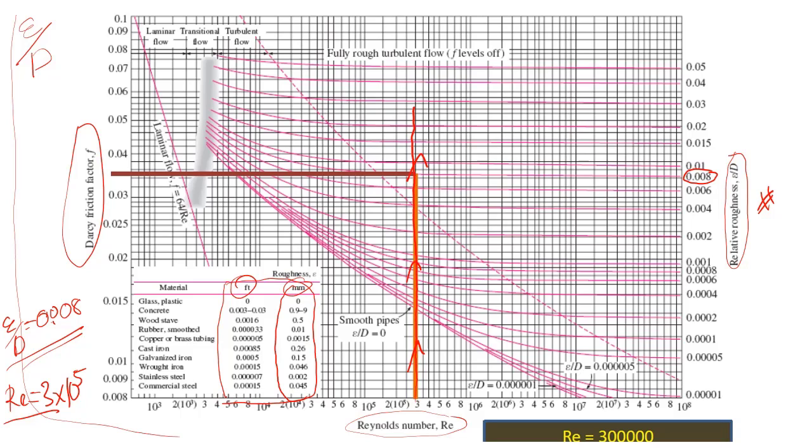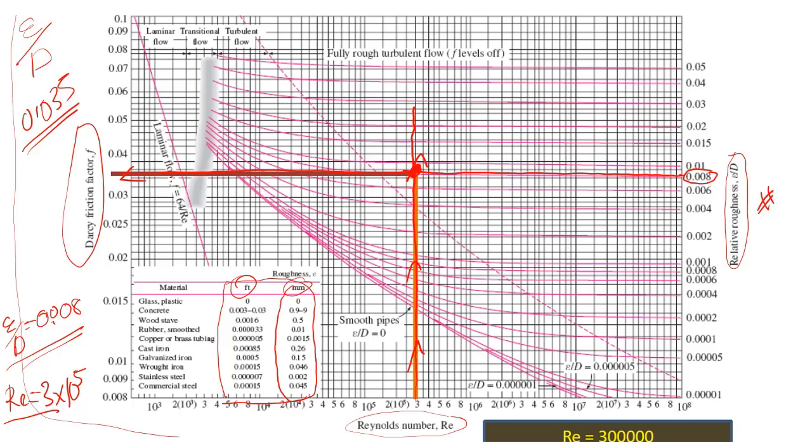Here we have a pink line. Just follow the pink line until it intersects with the Reynolds number line, and then we get the value here. When you get the value, just make a straight line to the left, and then you find the value of the friction factor here, about 0.035.